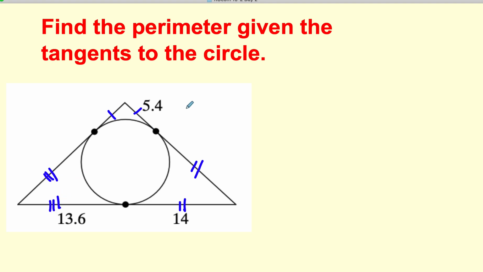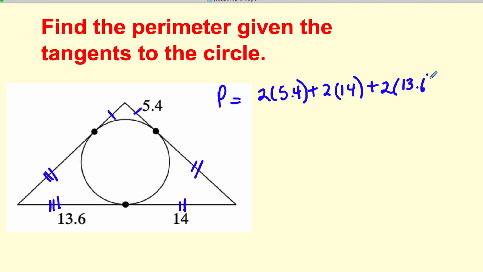So to figure out the perimeter of the triangle, I will have to take two of these 5.4s plus two of the 14s plus two of the 13.6. And when I put that in my calculator, I get 66. So the perimeter of the triangle is 66.